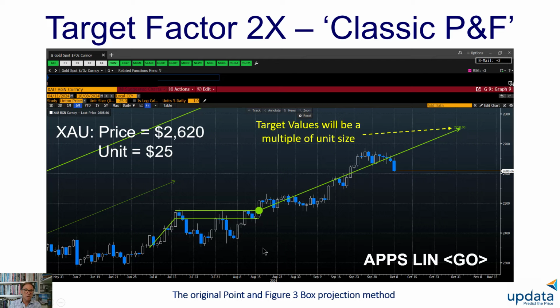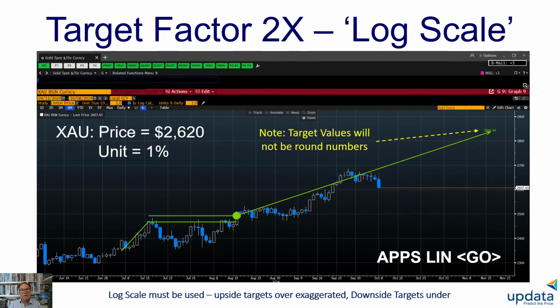So this is the original 3-box method. Target factor 2 times log scale will now exaggerate this target further, remembering that these units are increasing as we go higher and higher up the price. So if you're using log scale, your targets will be bigger, and so that's quite key. The target values will not be round numbers now because they are log scale. Very rare that would be a round number, it's just a decimal. But this is because that's one move, and now the unit size is varying as we go up the chart. That exaggerates the target further. So that's a 1% unit size.